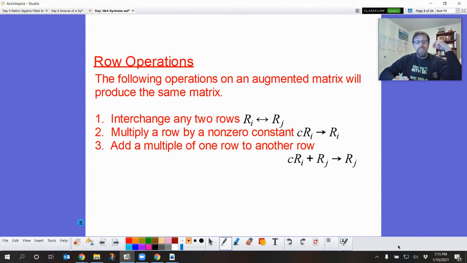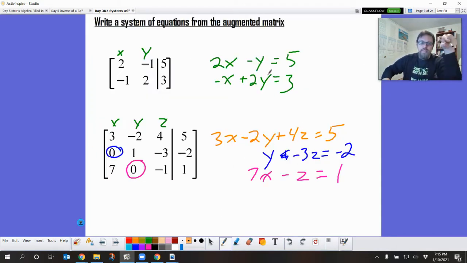So the operations we get to do, number one, we can take two rows and we can switch them. We can just swap rows around. That's perfectly fine. The reason you can do that is, see back here, these two equations have nothing to do with each other. So somebody saw these equations and they wrote them like that. Well, you can just reverse the order of those equations. That's fine. So we can swap rows around.